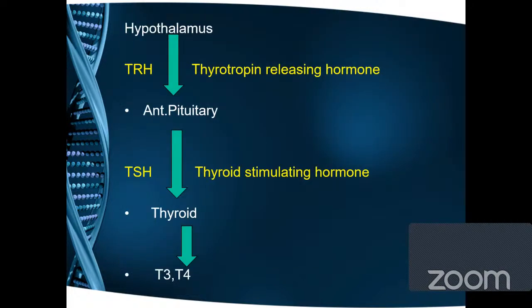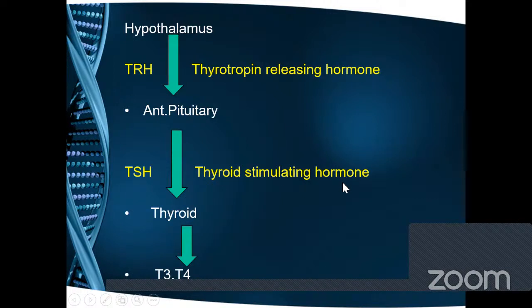Now this is something about the regulation of thyroid hormone levels. Now there is the hypothalamus. You know that it releases various releasing hormones. So this TRH, that is thyrotropin releasing hormone, will be released from the hypothalamus. It will act on the anterior pituitary. Then from the anterior pituitary, there will be release of TSH, that is thyroid stimulating hormone.